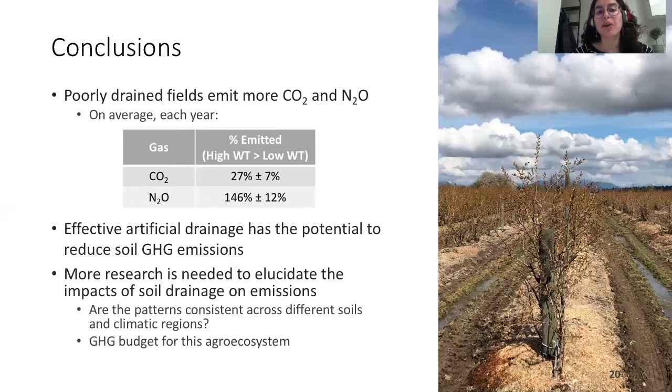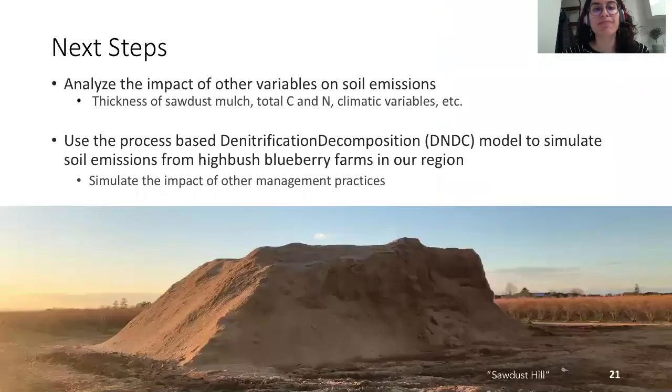For example, we'd like to know if the patterns are consistent across different soils and climatic regions, and it would be interesting to see a full greenhouse gas budget for this agroecosystem. For next steps, I will analyze the impact of other variables on soil emissions, such as thickness of sawdust mulch, and use the process-based denitrification decomposition model to simulate soil emissions from highbush blueberry farms in our region.